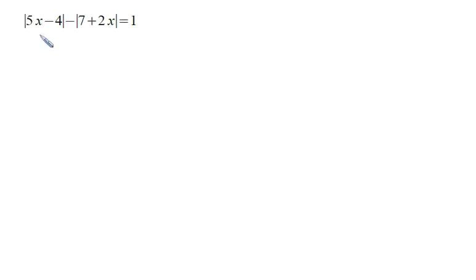So for 5x minus 4 to equal 0, x would be 4/5. And for 7 plus 2x to equal 0, x would be negative 7/2. Those are the key values where the absolute value expressions can switch from positive to negative or negative to positive. So those are the values that are going to be key in determining the result of the problem.